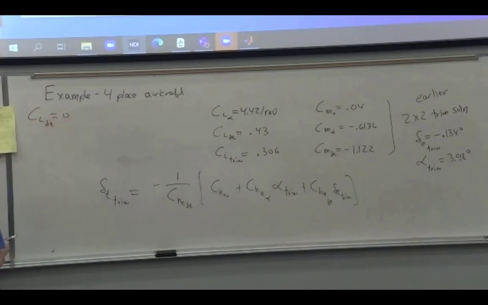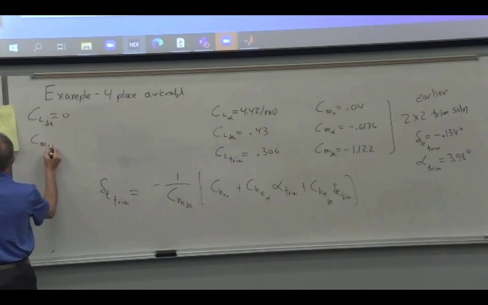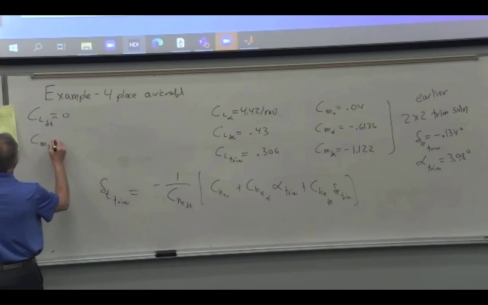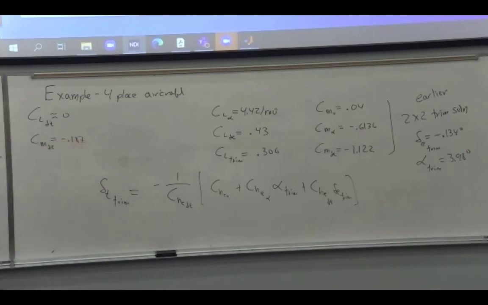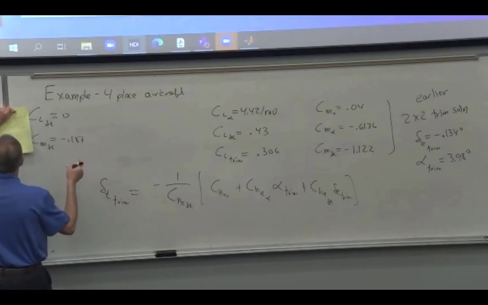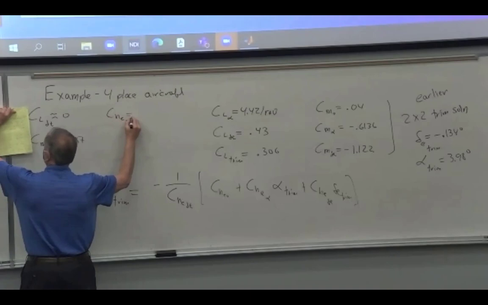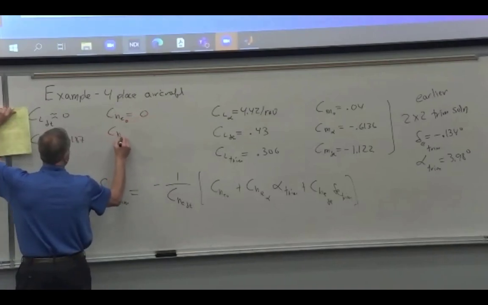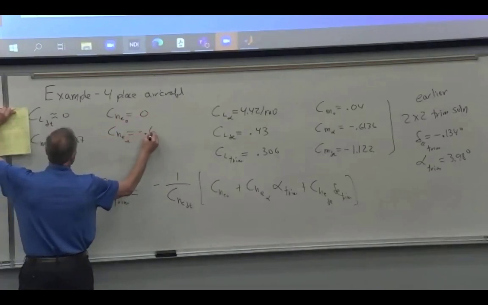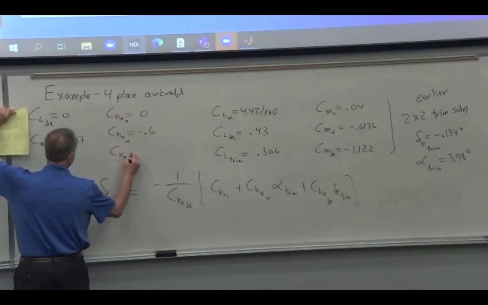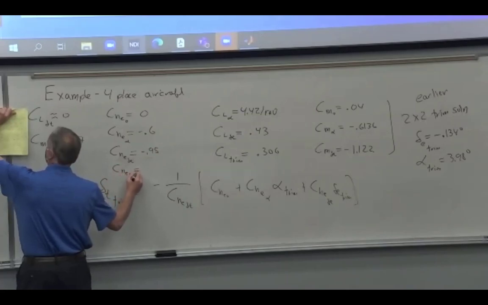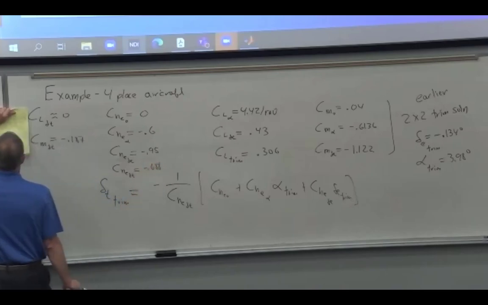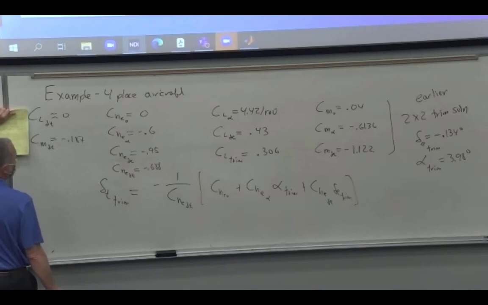It turns out the effect of the trim tab on lift is negligible, so that's zero. What else do we need? We need CM delta T. We're not going to need that for this, but I'm just going to complete the data up here. That's the stuff that we're going to need over here. And then what we need for this is CHE zero is zero. CHE alpha is minus 0.6. CHE delta E is minus 0.95. CHE delta T is minus 0.688. These are all per radian.